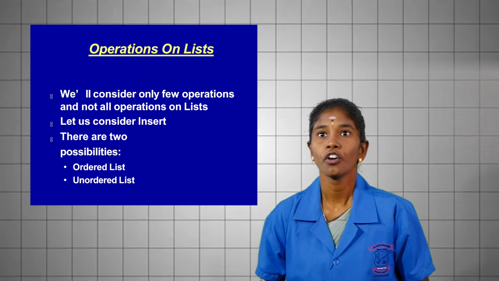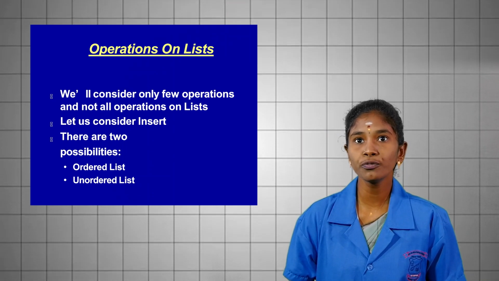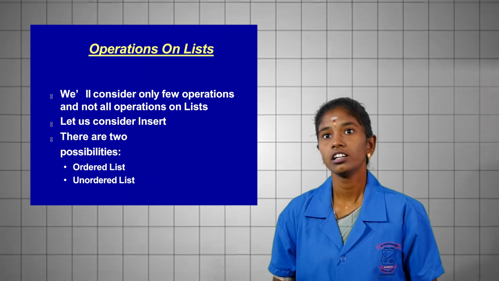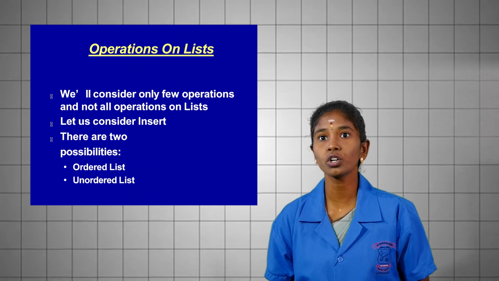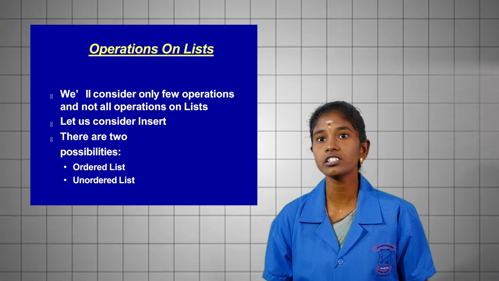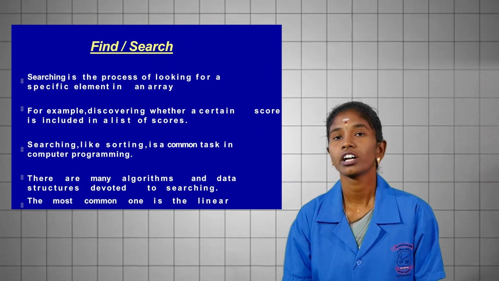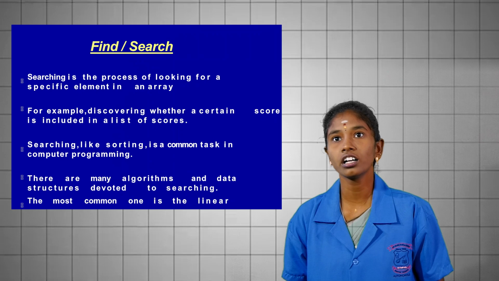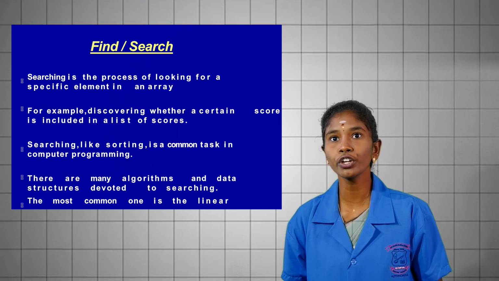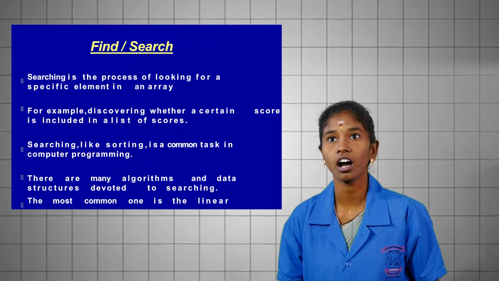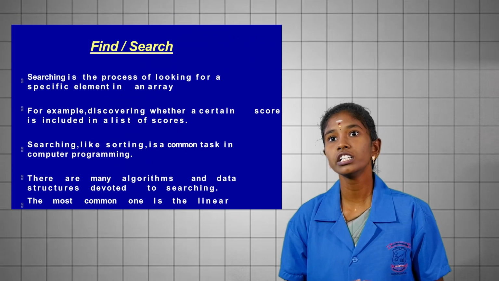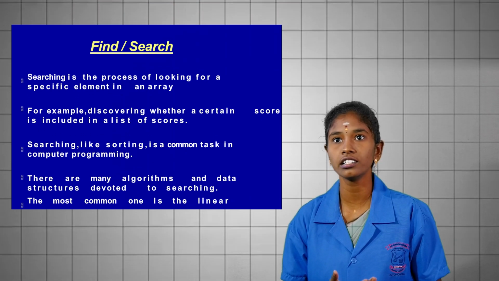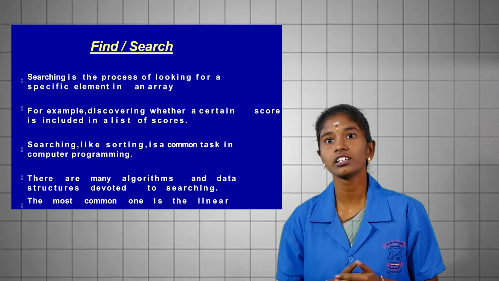Operations on list. We will consider only a few operations and not all operations on a list. Let us consider insert. There are two possibilities, ordered list and unordered list. The next topic is find and search. Searching is the process of looking for a specific element in an array, for example, discovering whether a certain score is included in a list of scores.